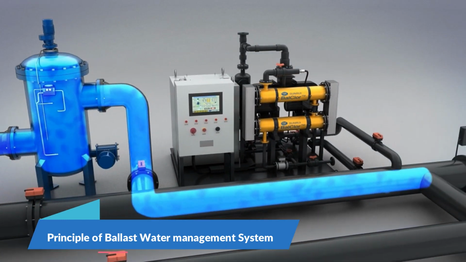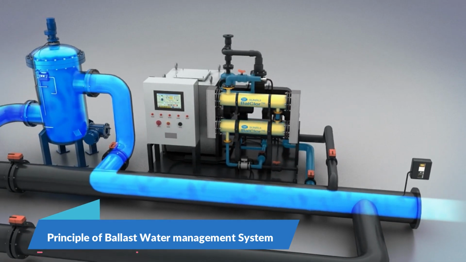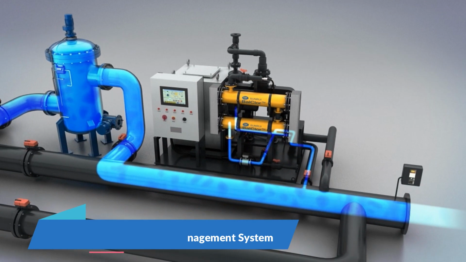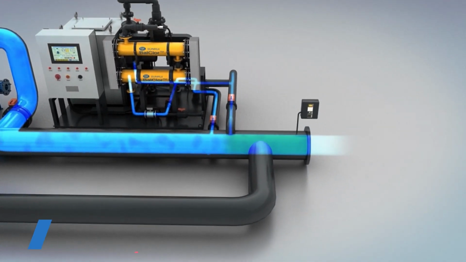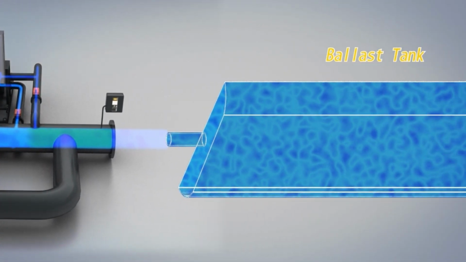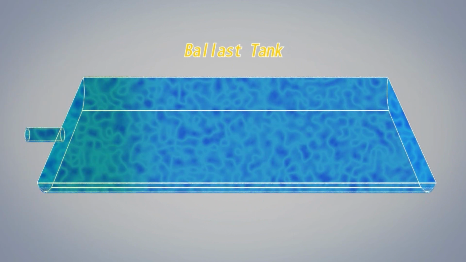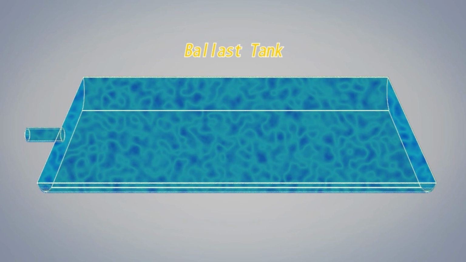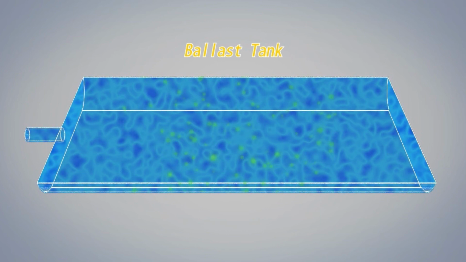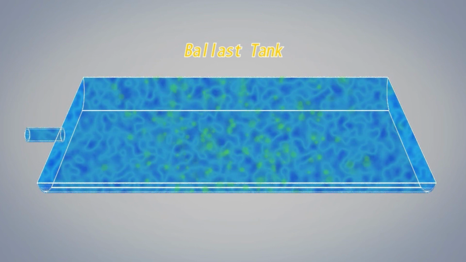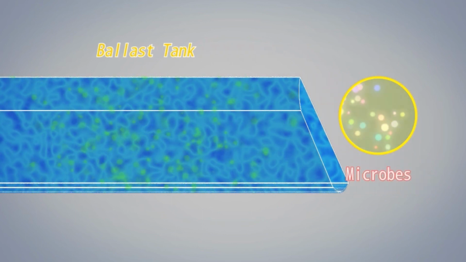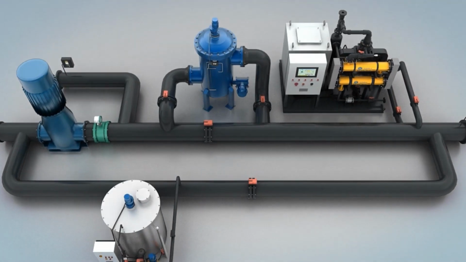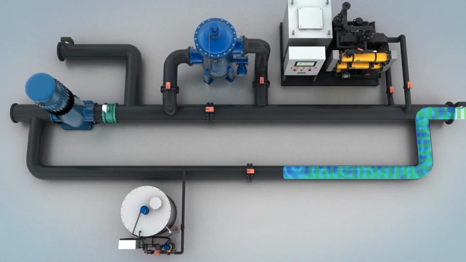Then a side stream of filtered ballast water flows to the electrolyzing unit to generate high-concentrated oxidant, mainly sodium hypochlorite solution, which will be injected back into the main ballast stream to provide effective disinfection to meet the D2 discharge standard. Active oxidant will remain in the ballast tank for a certain period of time, preventing regrowth of microbes. During deballasting, ballast water will be discharged directly without repeating disinfection.